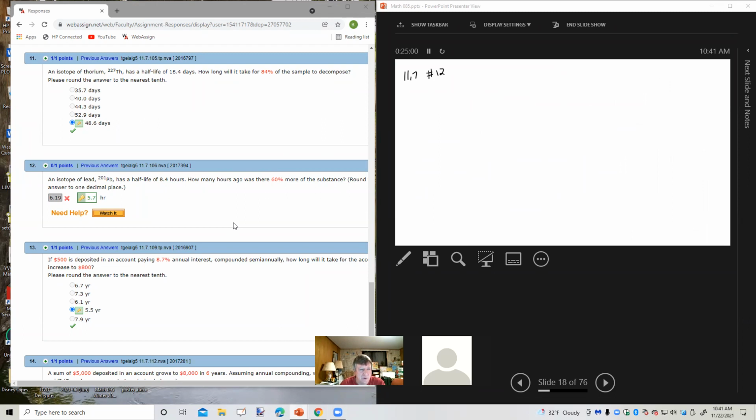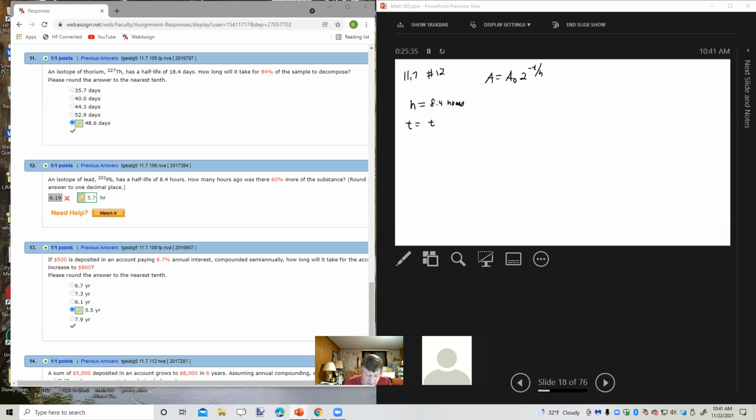Okay, so this one's a bit tricky because we're going backwards. We know the present amount, but we're going back into the past. We're going to use the formula A equals A sub 0 times 2 to the negative t over h power, because it's a half-life problem. We know that the half-life is 8.4 hours. Time is the unknown. It says how many hours ago. We don't know the beginning amount and we don't know the ending amount.